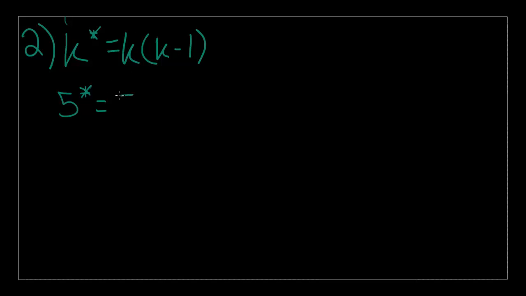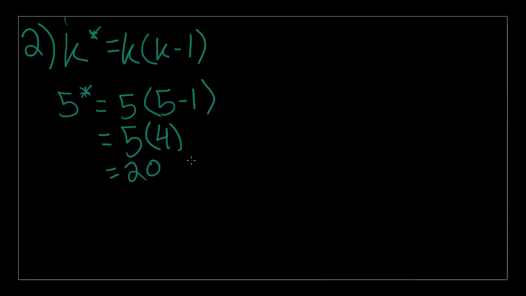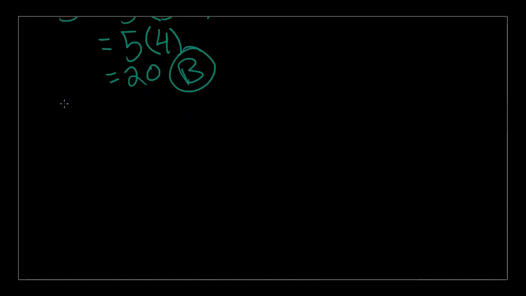Well, let's write out the equation that we will be referencing. K asterisk is equal to k times k minus 1. So 5 asterisk is going to be equal to, let's plug in the numbers accordingly, 5 times 5 minus 1. So this is equal to 5 times 4, which is equal to 20. And that's choice B. That's the correct answer. And we're speeding on over to number 3.